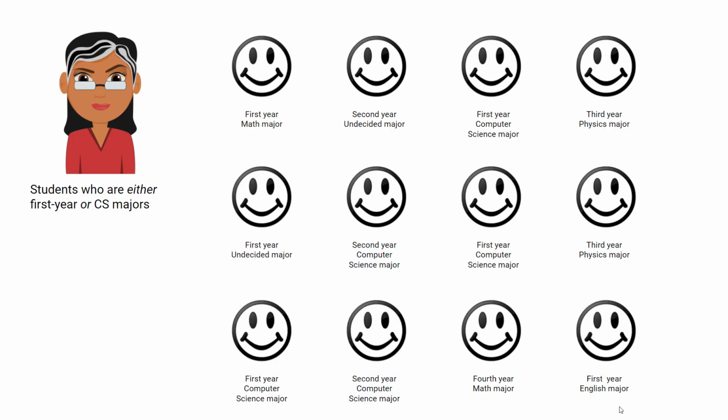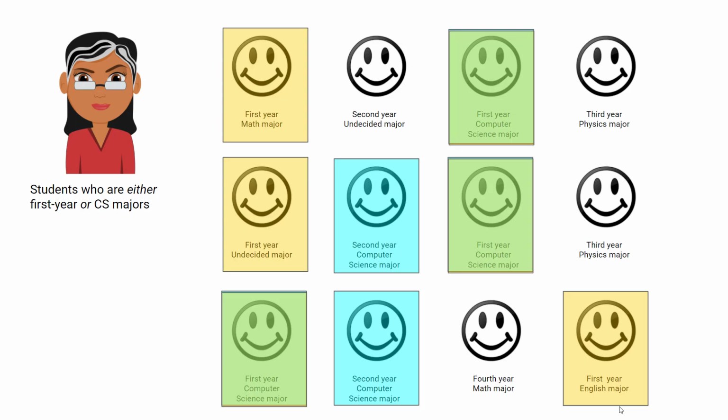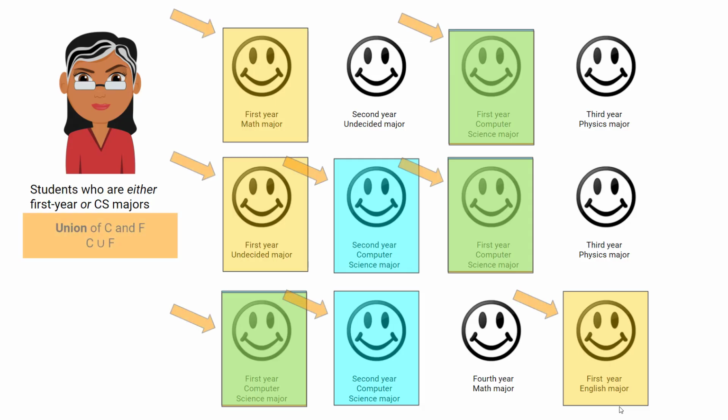Later on, the instructor gets a message from the university asking her to remind students about signing up for classes. She decides she needs to especially contact any student that is either a first-year student or a computer science major, since first-year students may need to be reminded about signing up for classes, and computer science majors have a complicated set of courses to finish. So this time, she needs students who are either first-year students or computer science majors, or both. This is called the union of those two sets.